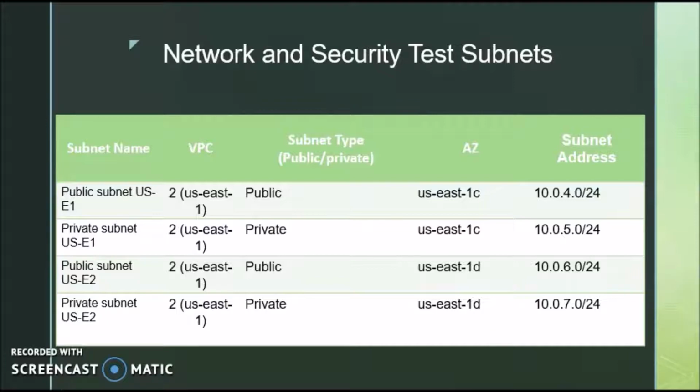Private subnet US E1 is similar but is private and the address is 10.0.50/24. Public subnet US E2 is in the availability zone of US East 1D and has a subnet address of 10.0.60/24. Private subnet US E2 is similar but it's private and the address is 10.0.70/24.